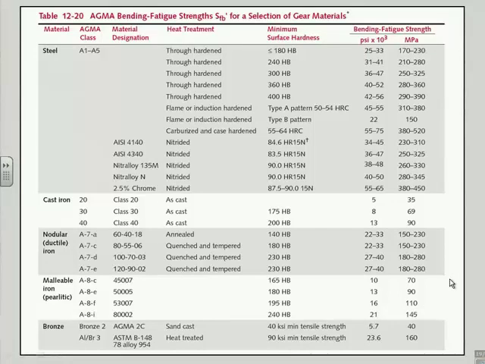I picked out some representative steels, some cast iron, some nodular iron. Do you all understand the difference between nodular iron and cast iron? Cast iron, also called gray cast iron, is very poor in tension. It's graded as class 20, 30, 40. That's the tensile strength, 20,000, 30,000, 40,000. Nodular iron has a different physical structure, and its strength is up in the 80, 90, 100,000 psi. So huge difference. More expensive, as you might expect. So I can go in here, get some numbers for bending fatigue strength.